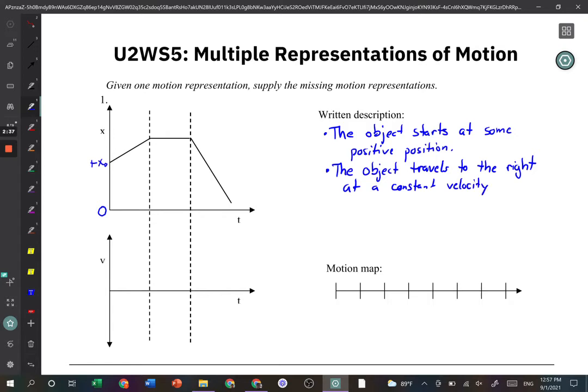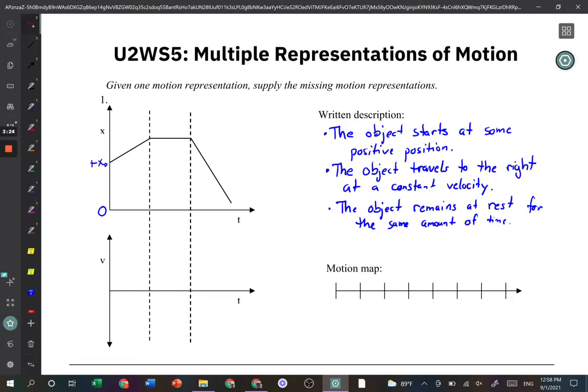I don't know exactly how long this is traveling for, so I'm going to leave that off. In the next region of the graph, the position does not change. So I can say that the object remains at rest or does not move. Now, one thing that I can also see is that this length between these 2 points, between my 2 dashed lines, is going to be very similar to that distance that I have right over here. So I can assume that that's going to be the same amount of time. The object remains at rest for the same amount of time.